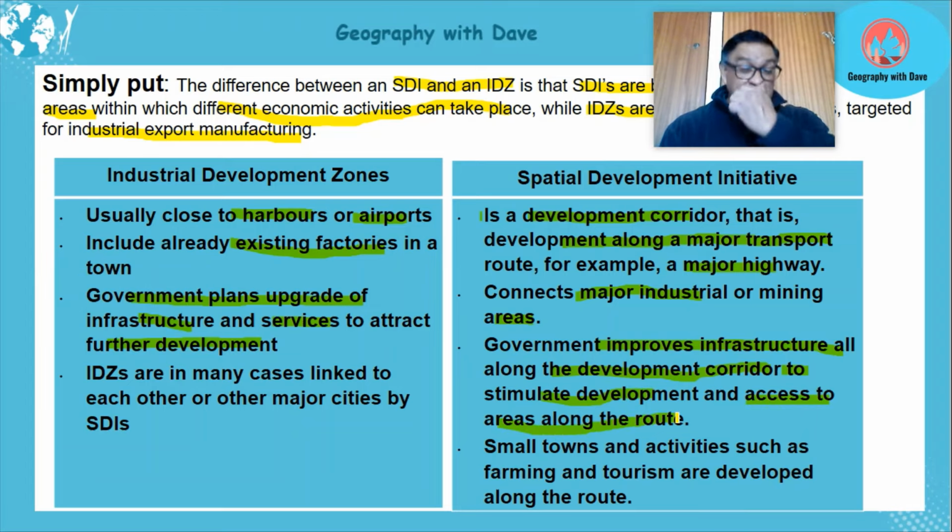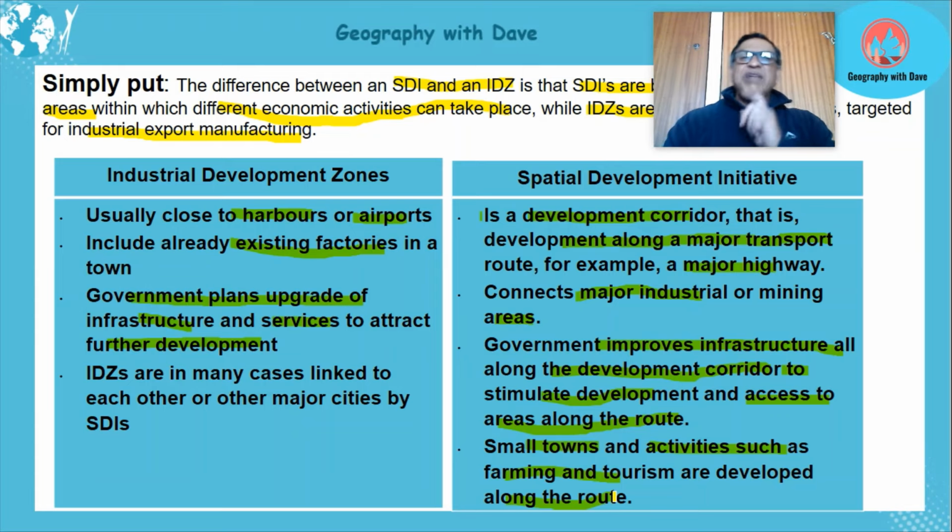Because we don't just want development at a specific point. We want development along that route. You understand? Because then we're developing properly. Small towns and activities such as farming, tourism are developed along that route. You understand? Obviously, all these things will come about because if people are coming, farming will improve. Tourist sites, etc.